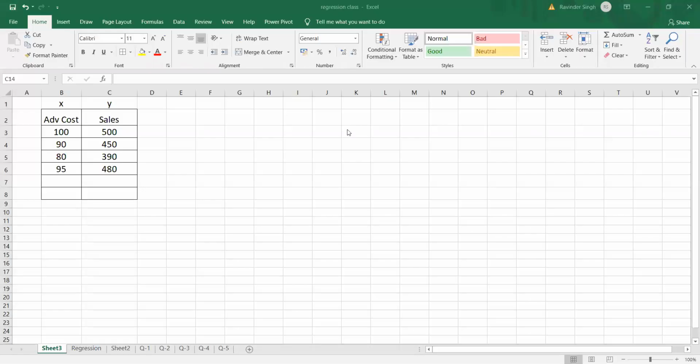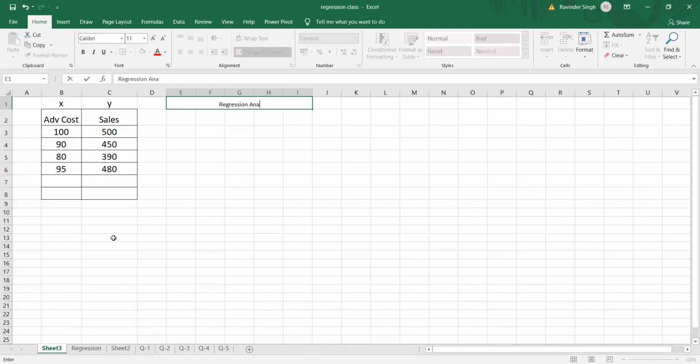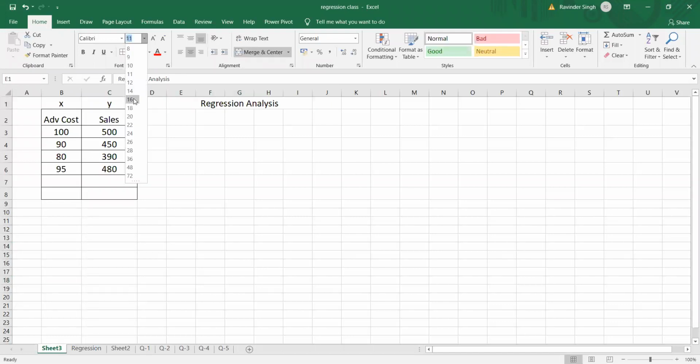About our regression analysis. In the previous class we have seen correlation and the correlation coefficient, but today's class is all about regression analysis. Regression analysis and correlation are very much related topics, but have some amount of difference, which we're going to learn now.